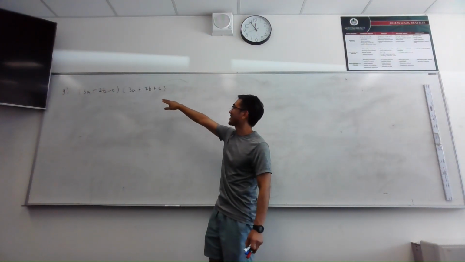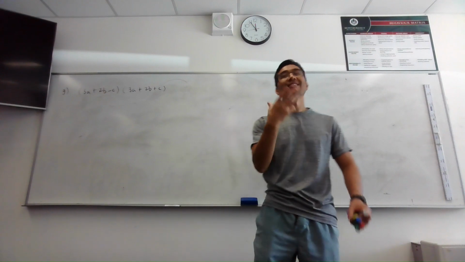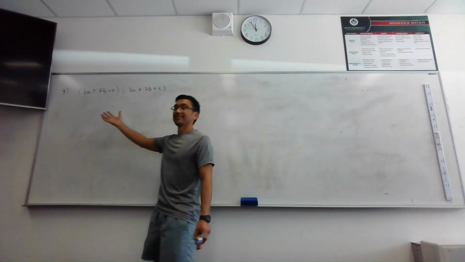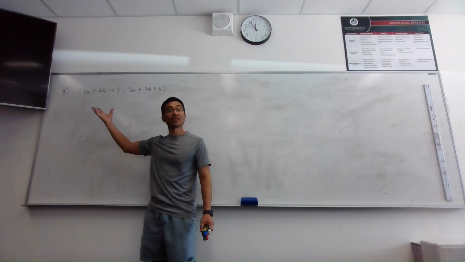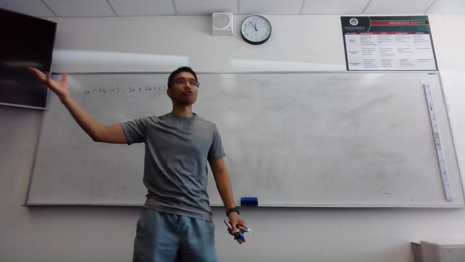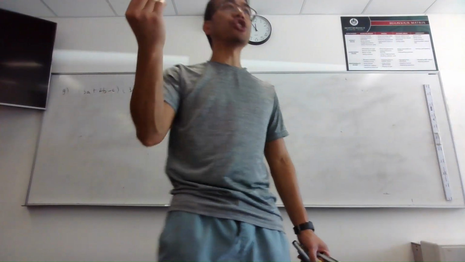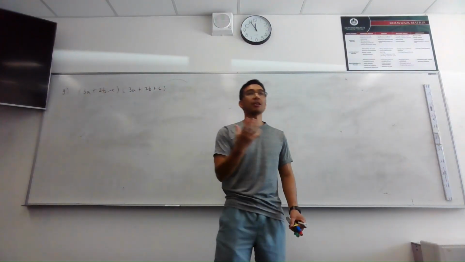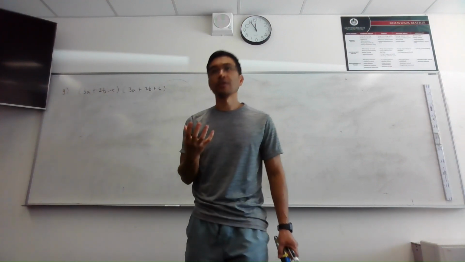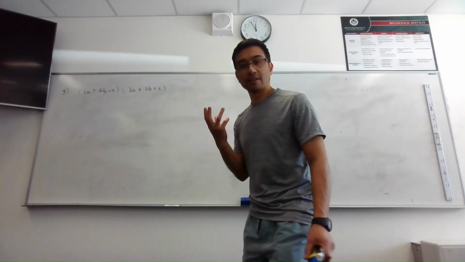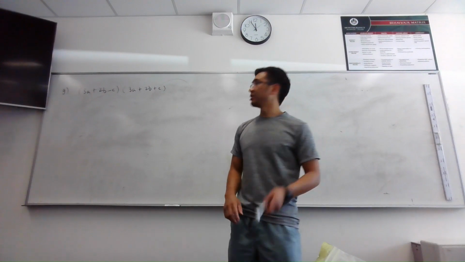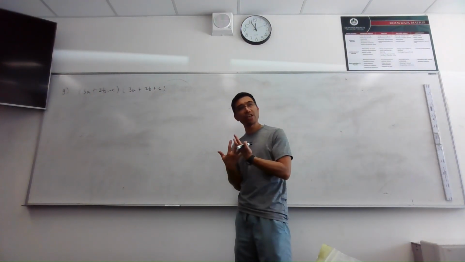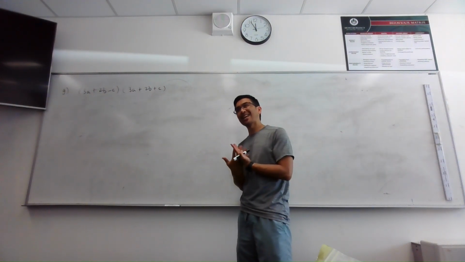3a plus 2b minus c, times 3a plus 2b plus c. Now, what's the problem here? Well, there are 3 terms in each, so it's going to get really, really messy. But in your toolbox is a shortcut. Does anyone know what you could use here? I'll bring my lollies out if you get it. What equation that you know can make this quick?